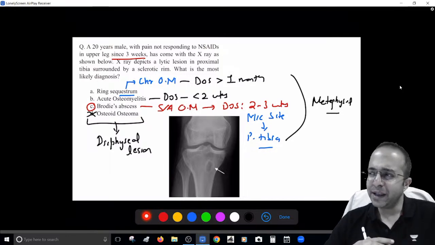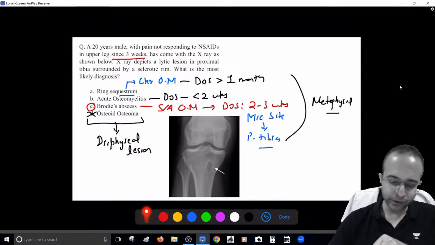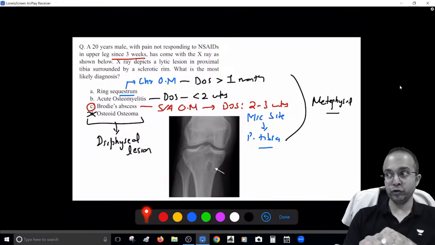But is there anything else that tells me that this is not osteoblastoma? Anything from the history that tells you that this is not osteoblastoma? So please, anything else in this whole history that tells you not to take osteoblastoma? It will be a crime here.